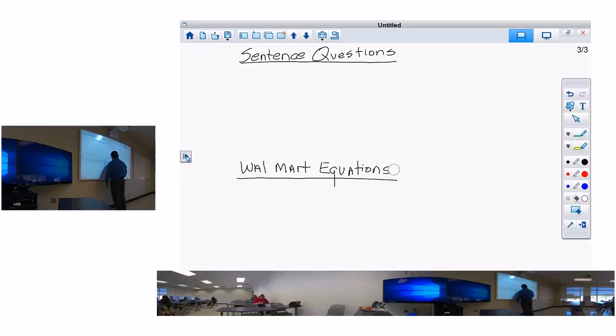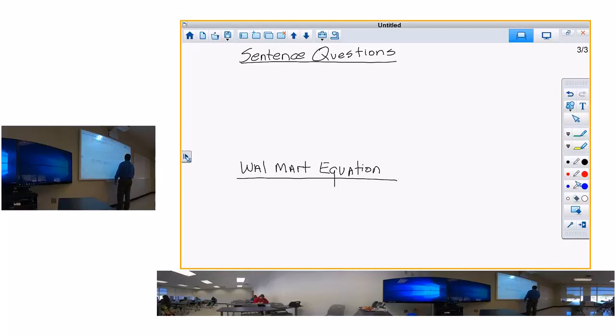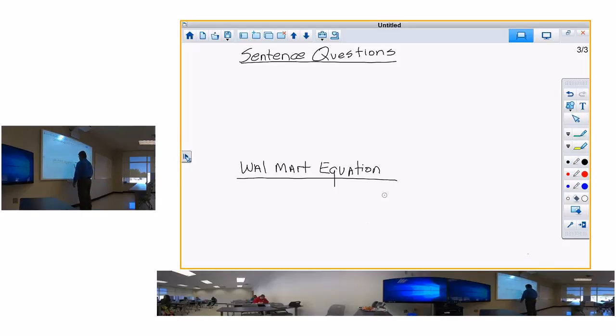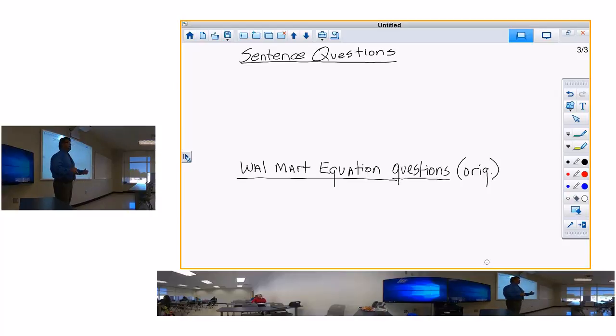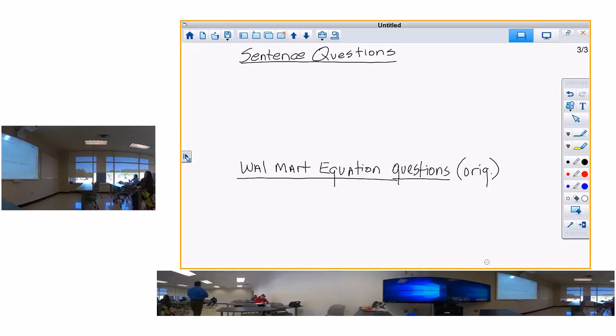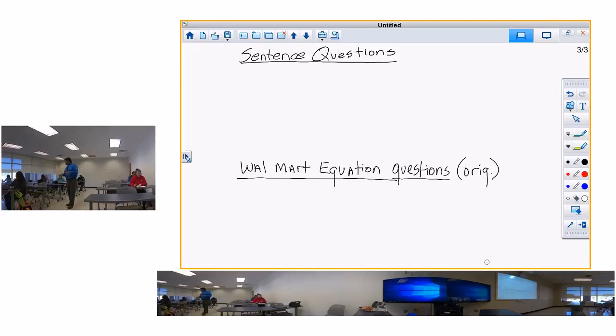Now the Walmart equation is something I came up with like the second semester I started teaching here. Walmart equation questions. And the Walmart equation questions is usually, you can do them either way, but when you're trying to find the original, okay, when you're trying to find the original price, you're trying to find the original ticket, you're trying to find something original, you need to use the Walmart equation. Other than that, you can use either way, either direction.